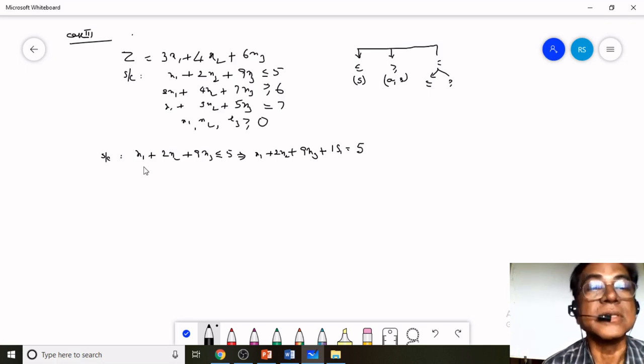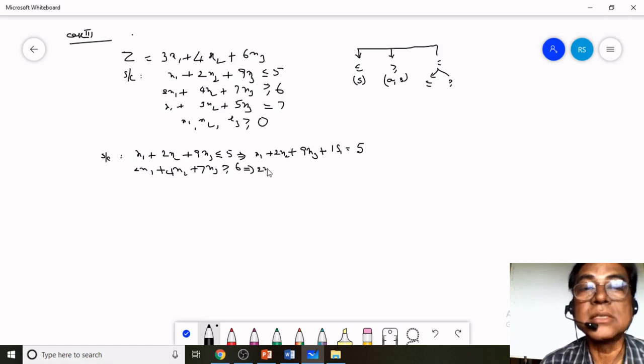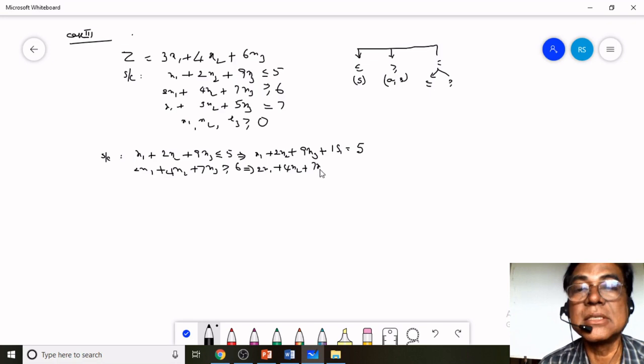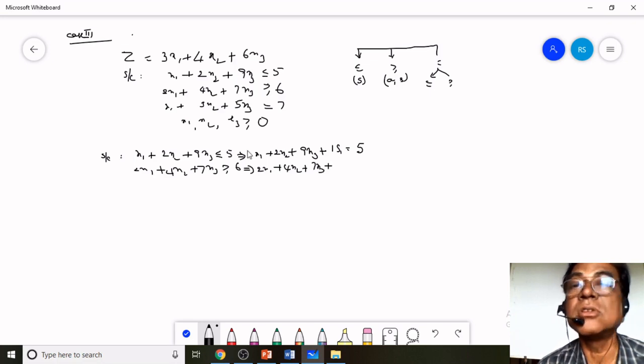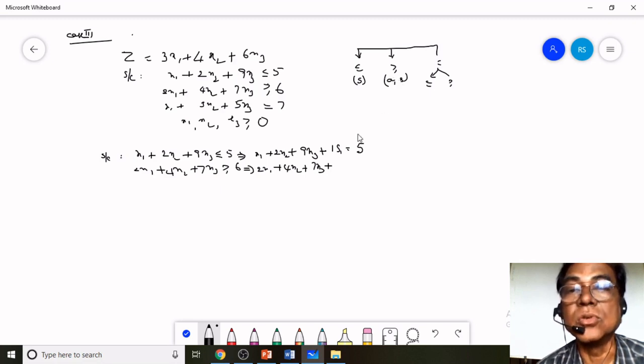Go to the second equation: 2x1 plus 4x2 plus 7x3 greater than or equal to 6. How to convert the equation? Greater than or equal to means we have to use artificial and slack variables. So it becomes 2x1 plus 4x2 plus 7x3 plus a2 minus s2 equal to 6.